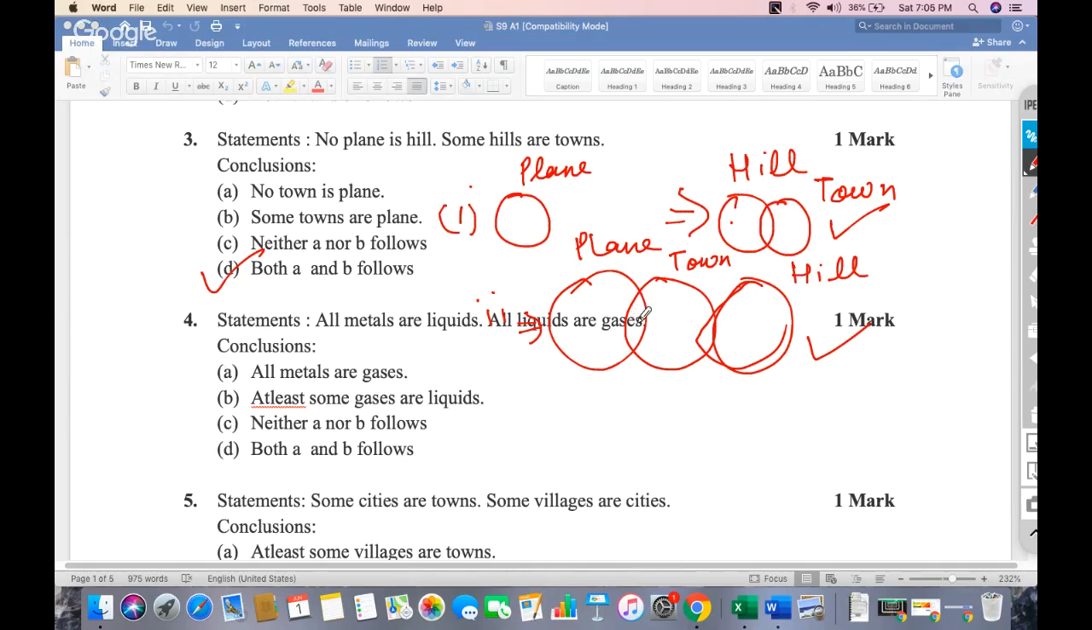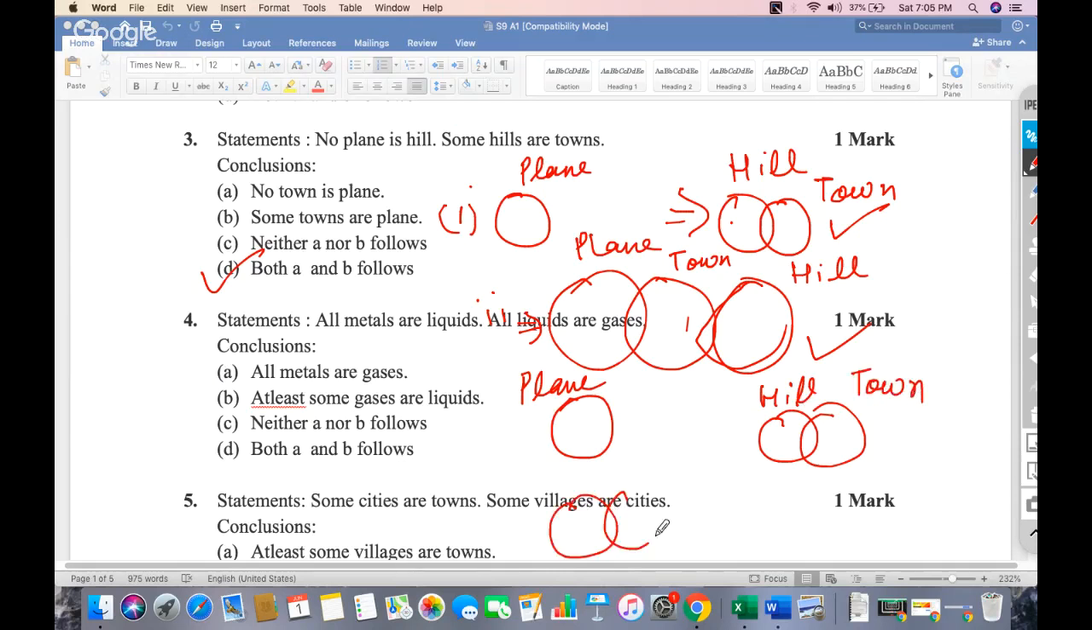Even if "some towns are plain" is not given, you can assume it to be in this condition. So there are two cases which can be formed. This is plain, this is hill and this is town. This is the first case. And the second case is plain, town and hill. So this is the second case. That's why both of them will follow.